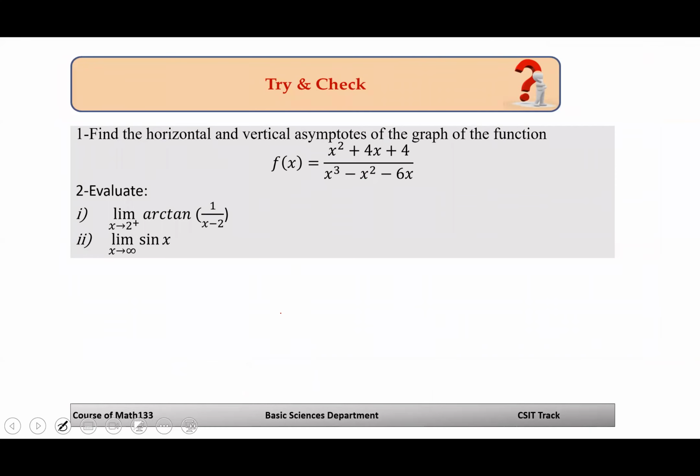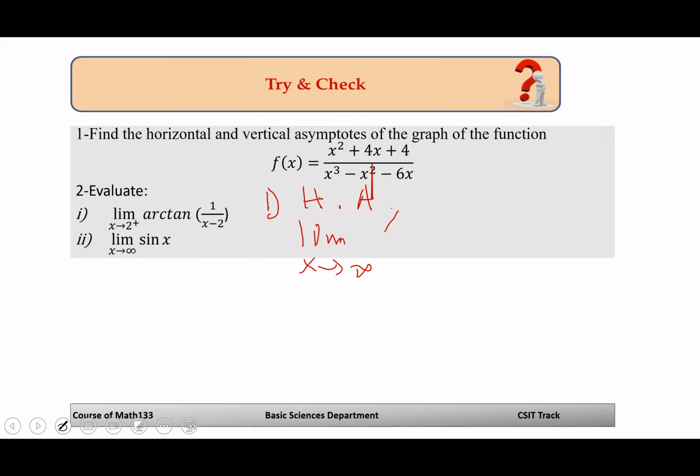Look at this, try and check now. Find the horizontal and vertical asymptote of the graph of the function. So I will start here with question number 1, for the horizontal asymptote. Let me call it HA, the horizontal asymptote. So I need to compute the limit as x approaches plus infinity for this expression. And clearly when we substitute, this is infinity over infinity, so it won't give a conclusion.